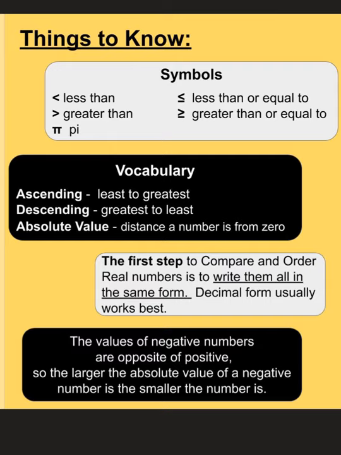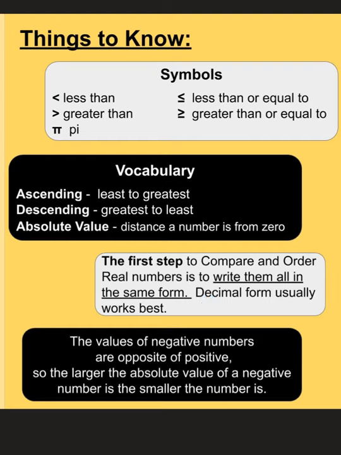Now, when you're comparing and ordering, the first step is to write them all in the same form. Now, the most common form is writing it as a decimal. If you want to change them all to percents, all to fractions, that's really up to you, but the most common that you will see is going to be decimal form. So make sure you know how to convert your numbers into decimal form.